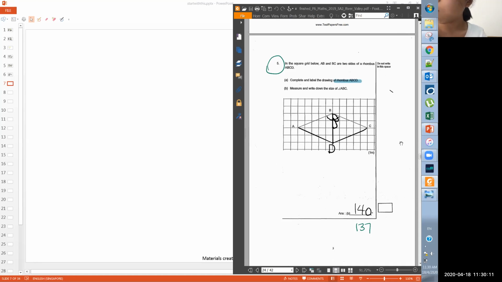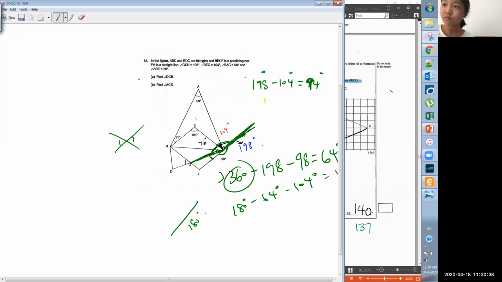It says rhombus, right? Okay. What's the meaning of rhombus? 菱形. Okay, so A, B, C, D. So your A, B, C, D is correct. Then how come you circle it? Oh, they ask you to write down the size of ABC, is it? Measure and write down the size of this angle ABC. So measure.